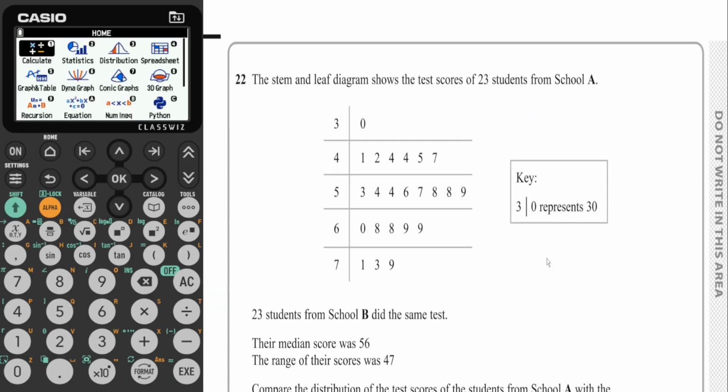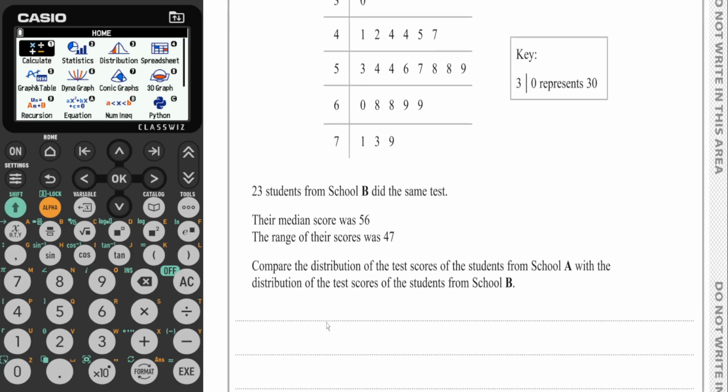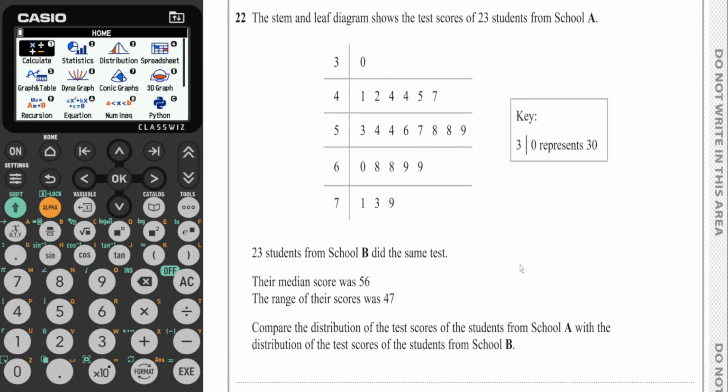Question number 22. The stem and leaf diagram shows the test scores of 23 students from School A. 23 students from School B did the same test. Their median score was 56. The range of their scores was 47. Compare the distribution of the test scores of the students from School A with the distribution of the test scores of the students from School B.